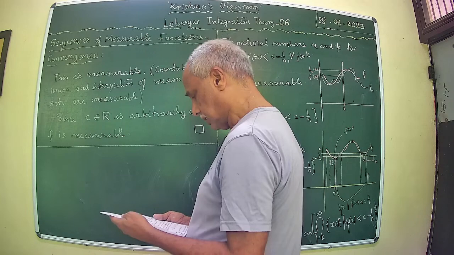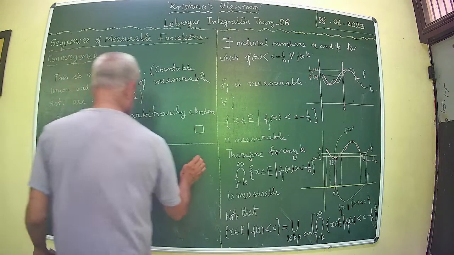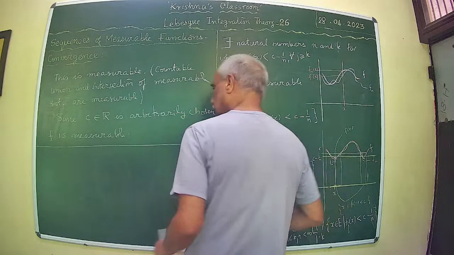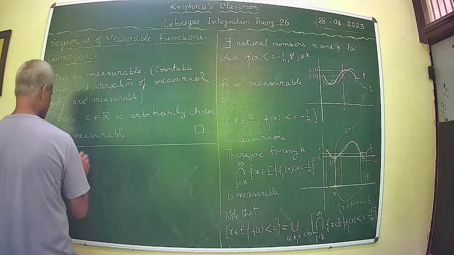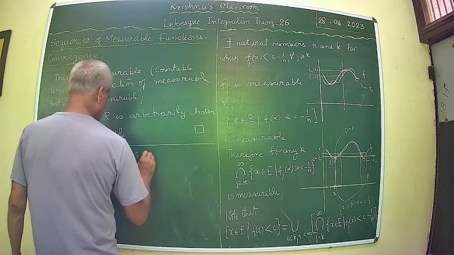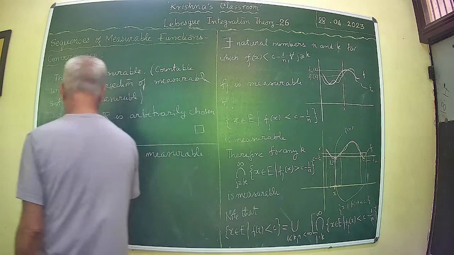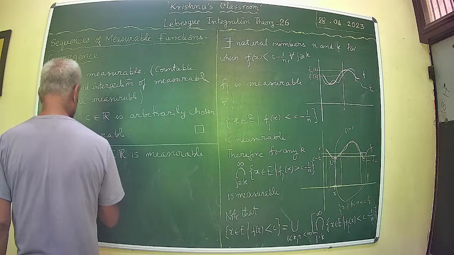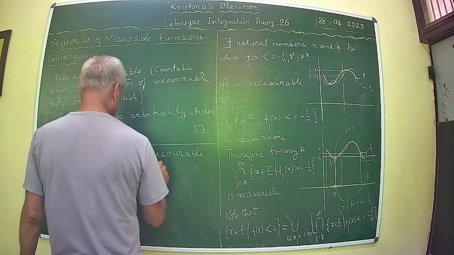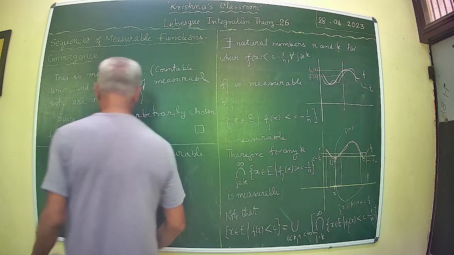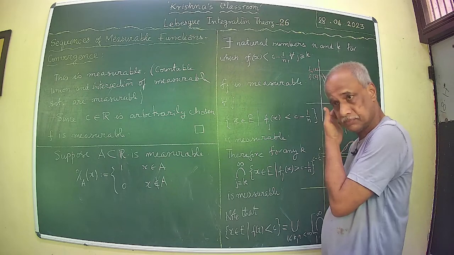Now we look at what are called the characteristic functions. So we have already seen what a characteristic function is. Suppose A is a set; now, the characteristic function of A is also called the indicator function. It identifies A in a way. Okay. Right?